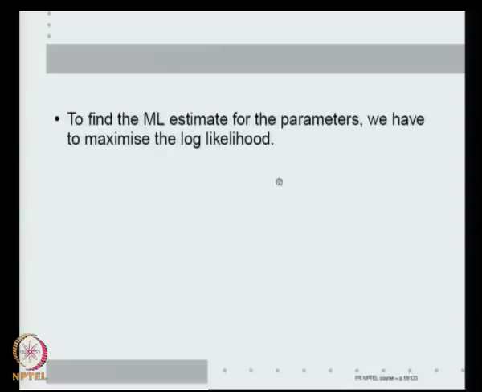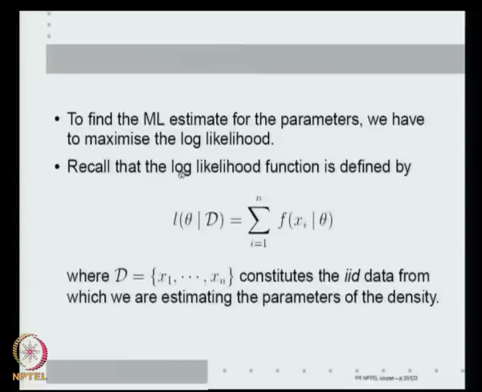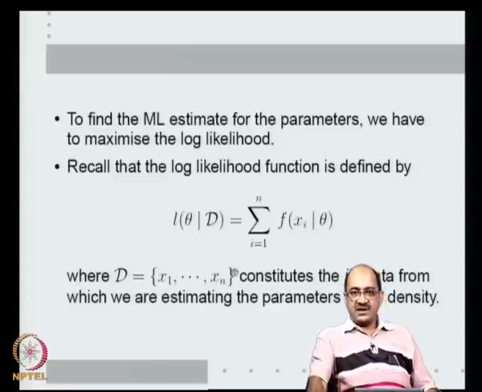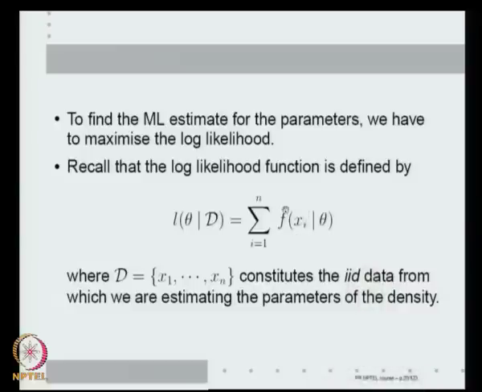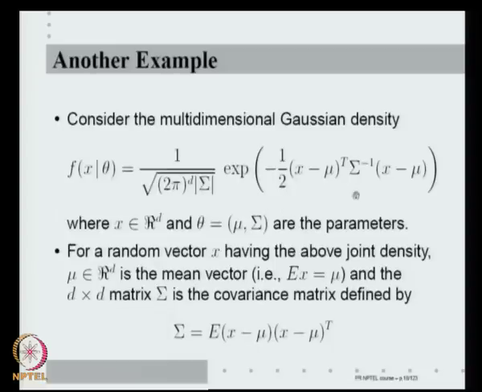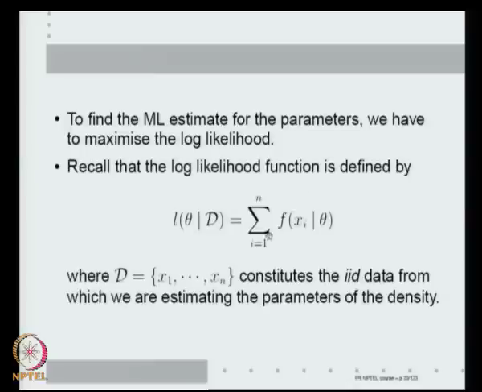So, to find the ML estimate, we have to maximize the log likelihood. Once again, the likelihood is the product of f(xi given theta). So, the log likelihood is the sum of ln f(xi given theta), where D consists of the IID samples we have, x1 to xn. So, if I substitute for this f(xi) into this expression, I am sorry, this is log. So, there is an ln here, the ln is missing, ln f(xi given theta).